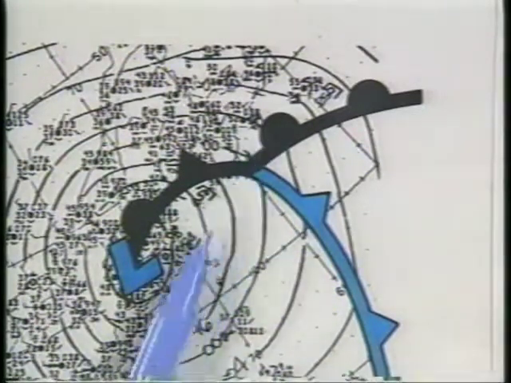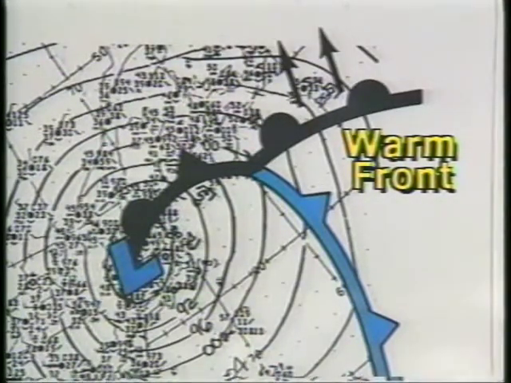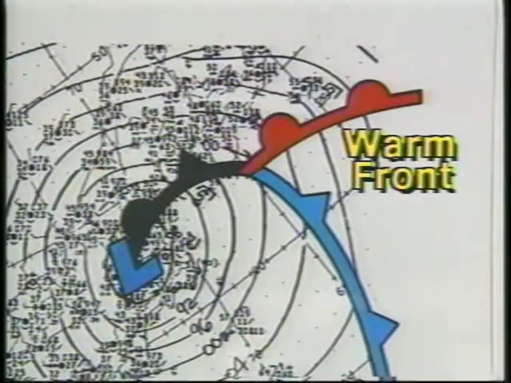Half circles identify this as a warm front. Again, the direction of movement is shown by the placement of the symbols on the frontal line. In this case, it is moving to the north. For ease of identification, warm fronts may be colored red.